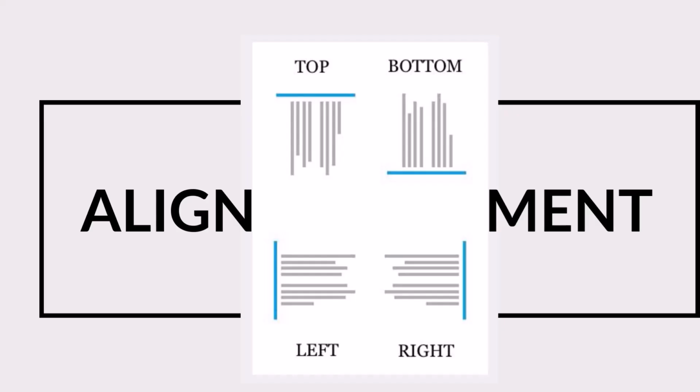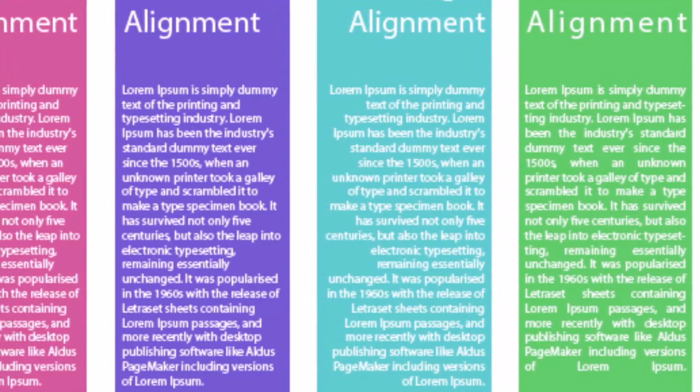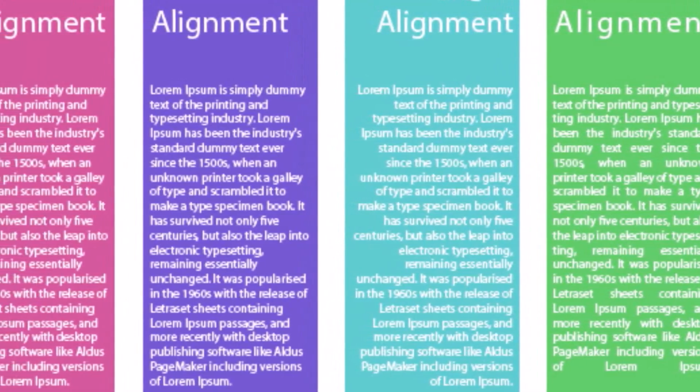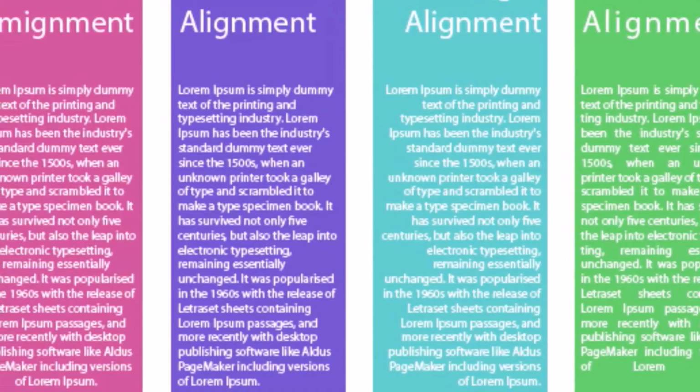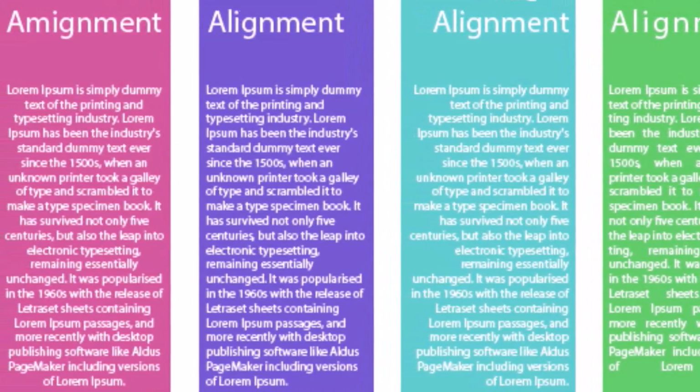So with alignment and positioning, you can get your text to align to the left, you can get any element in your design to align to the top. It depends on what your alignment is. So when you see a neat design, you should know the alignment is good.